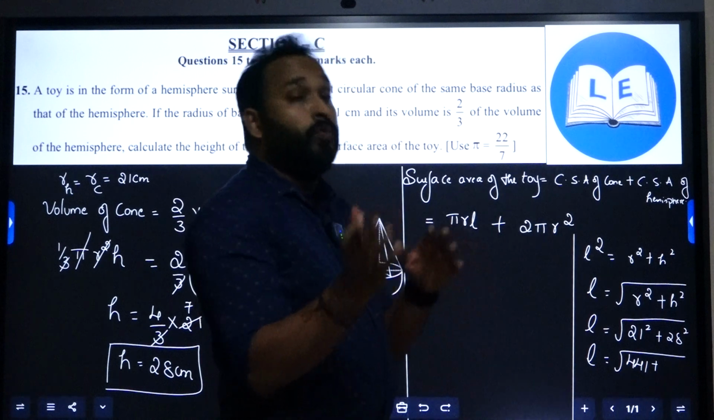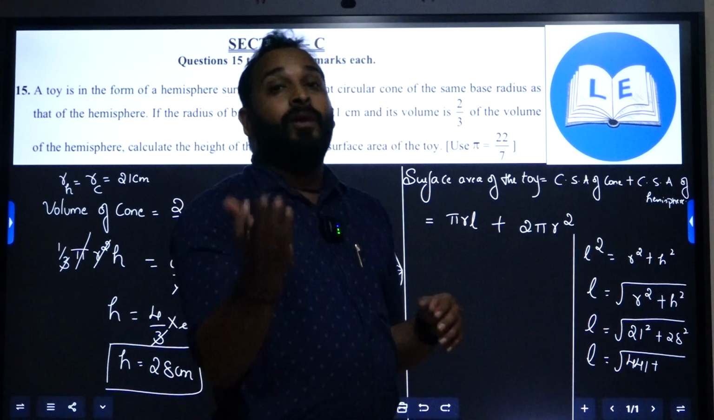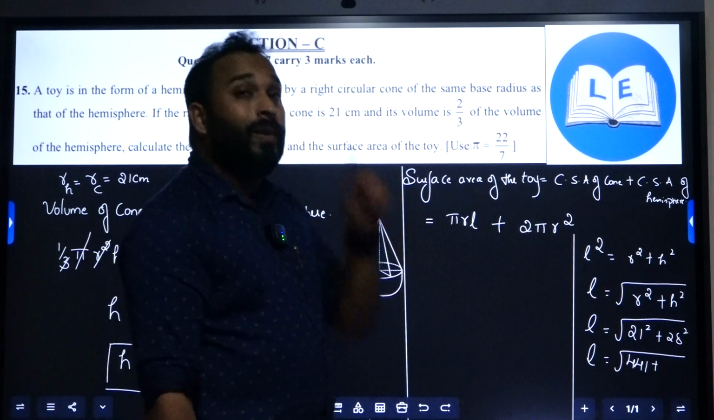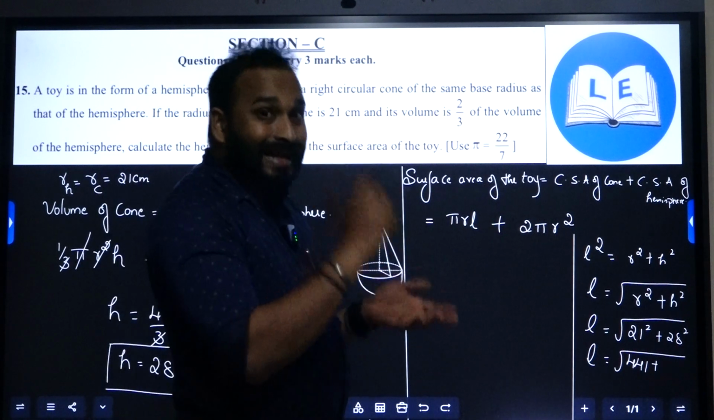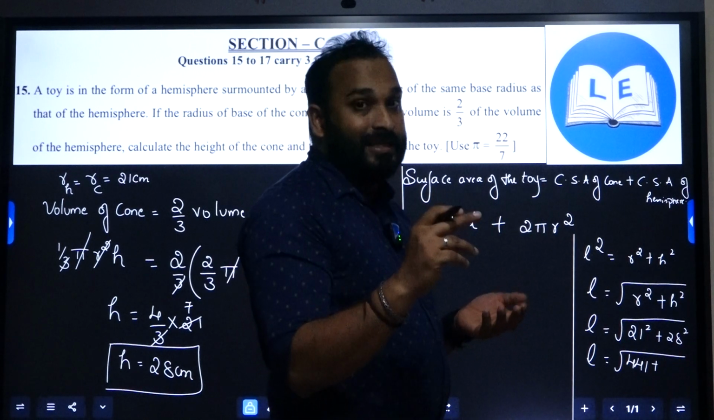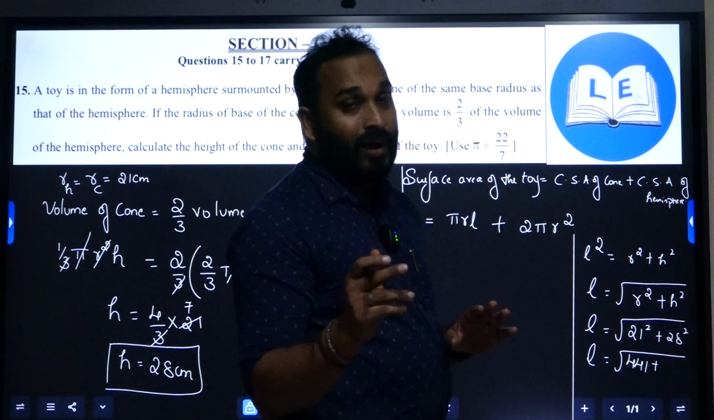28 squared. 28 10 times is 280. 28 20 times is 560. So 280 plus 280 is 560. Again, 28 8 times. 8 tens are 80. 8 20 times is 160. 8 8s are 64. 160 plus 64 you have.